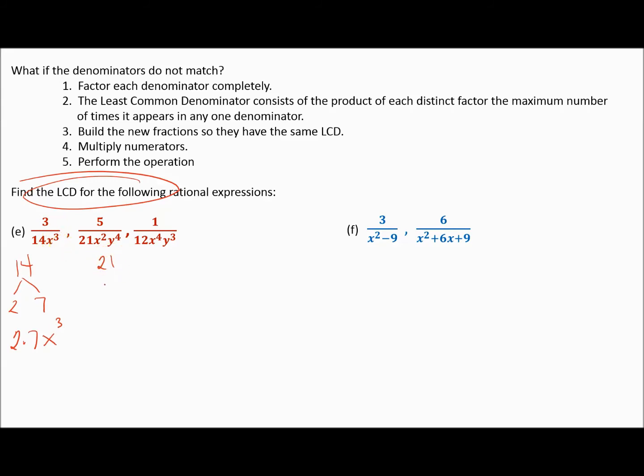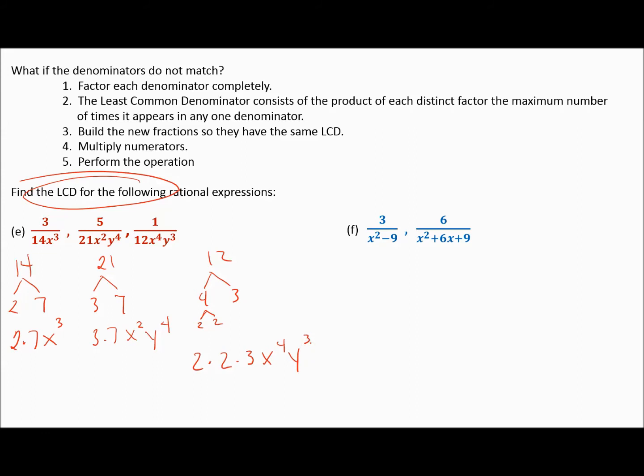21 breaks down into 3 times 7, and I can bring the variables down too. So that's going to be 3 times 7 times x squared times y to the fourth. Okay. 12 breaks down into 4 times 3, but 4 will break down again into 2 times 2. So 12 is 2 times 2 times 3, and then times x to the fourth times y to the third.